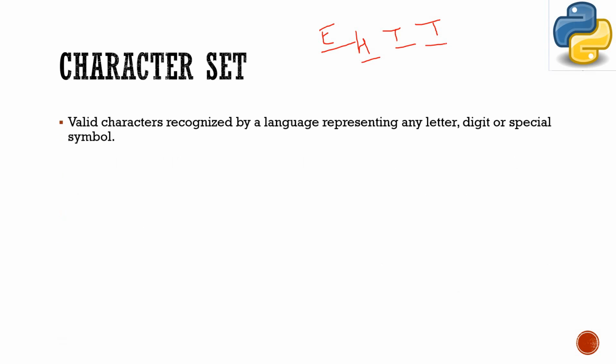So character set is the valid characters recognized by a language, representing any letter, digit, or any special symbol. So we can say that in English we are having letters like A, right? Digits are also there, 1, 2, 3, 4. We are writing them as Arabic numerals. Special symbols like punctuation marks, semicolon, apostrophes, colon, like this. Same case in Hindi, in every language we are having. So the valid characters which are recognized by a language are its character set.